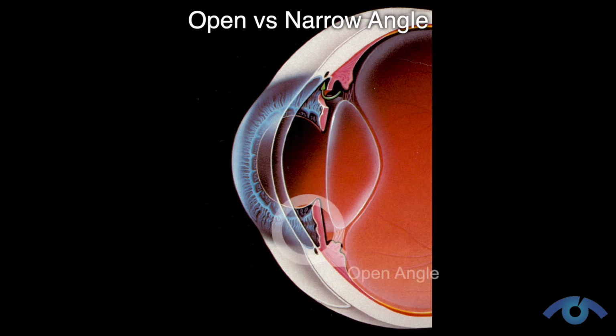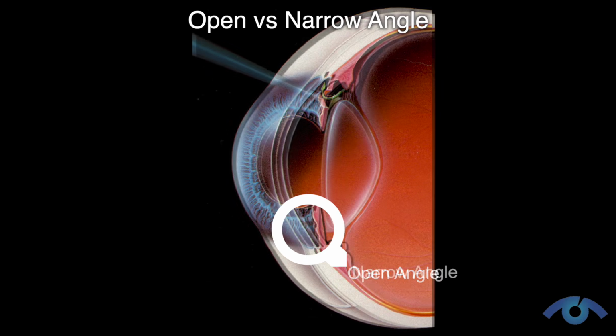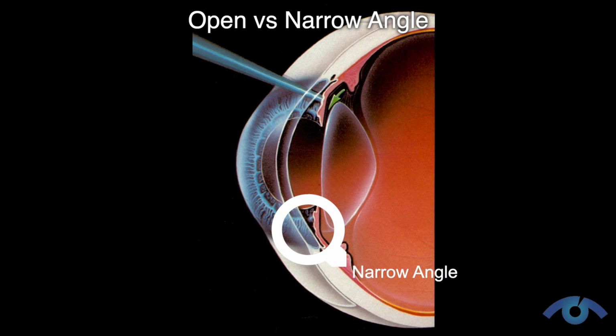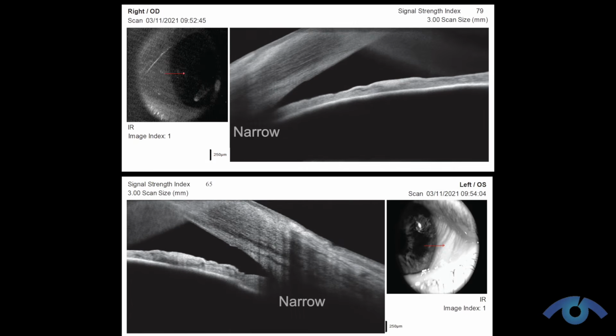Then you have the issue of the open angle versus a narrow or closed angle. So here we've demonstrated again how the angle is open, and in this next one you see how the angle is very narrow or potentially closed in this situation. A laser peripheral iridotomy or laser treatment to the iris, as shown above, helps to allow an ancillary flow of that fluid. Here you can see how the angle gets very narrow as the iris approaches the cornea.